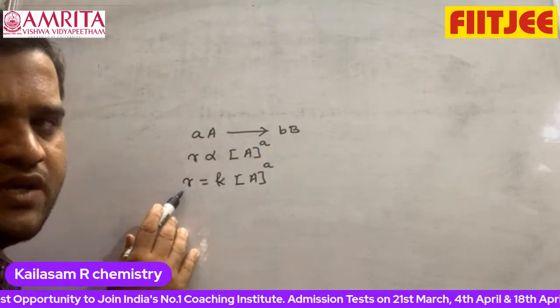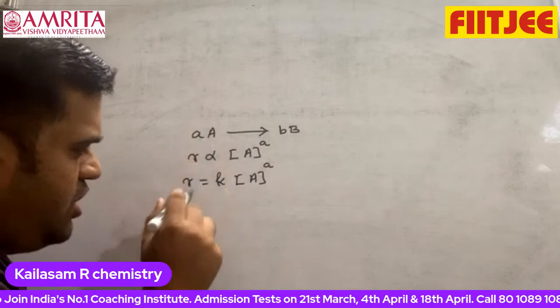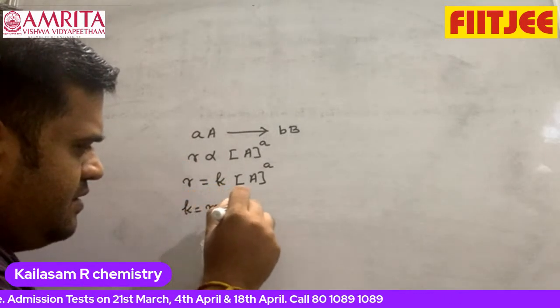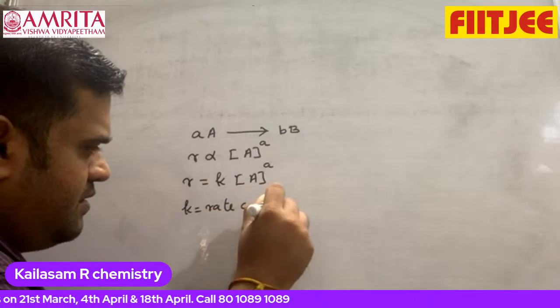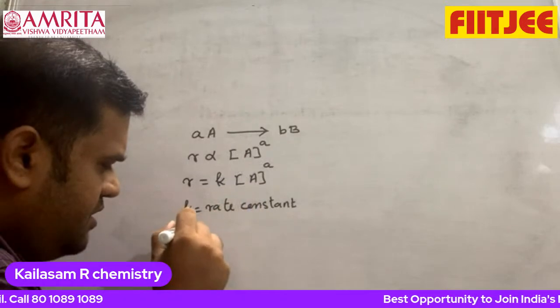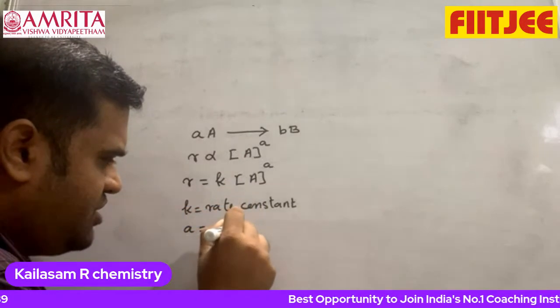So what is this? R is called the rate of reaction. K is what? The rate constant of the reaction. What is the small a? Small a deals with the order of reaction.